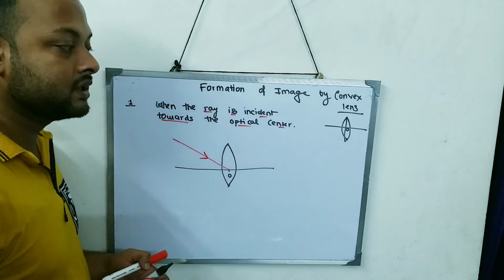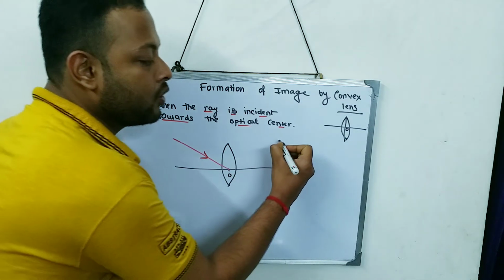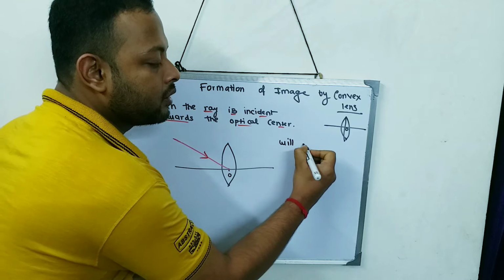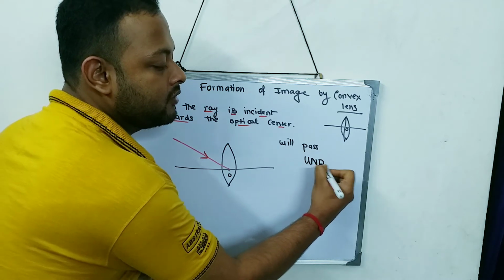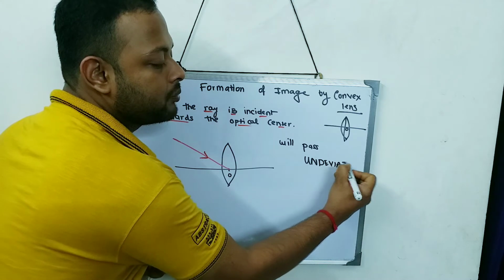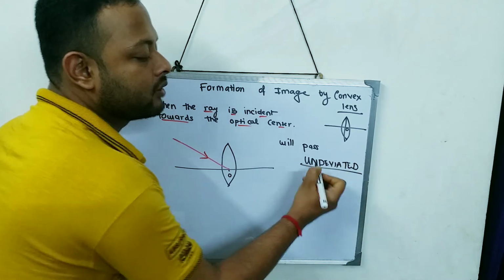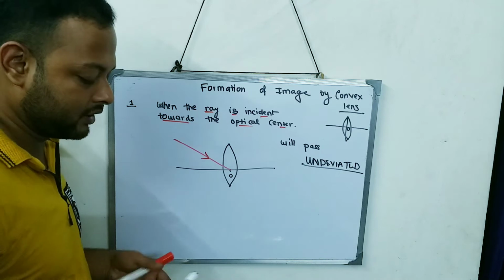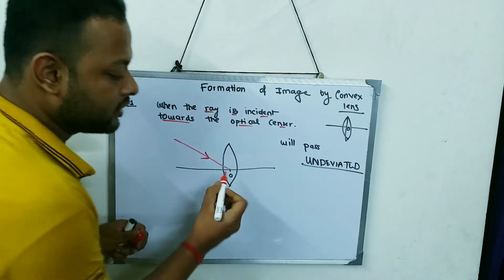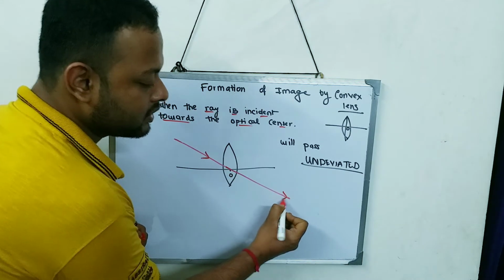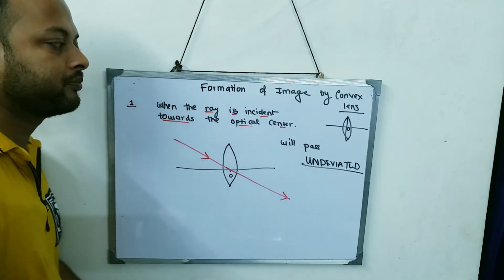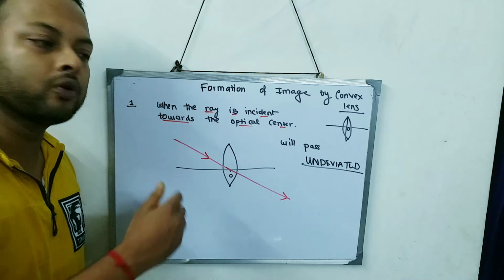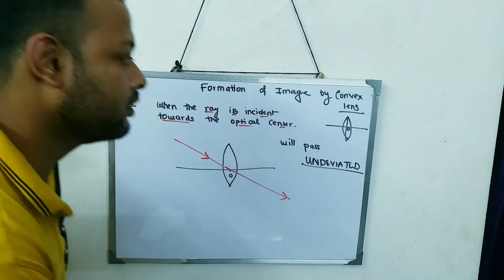The ray which is incident towards the optical center will pass undeviated. Pass undeviated means it will not get refracted, so it will pass straight as it is. So it is quite easy to understand the first rule. I hope there is no problem in understanding the first rule.